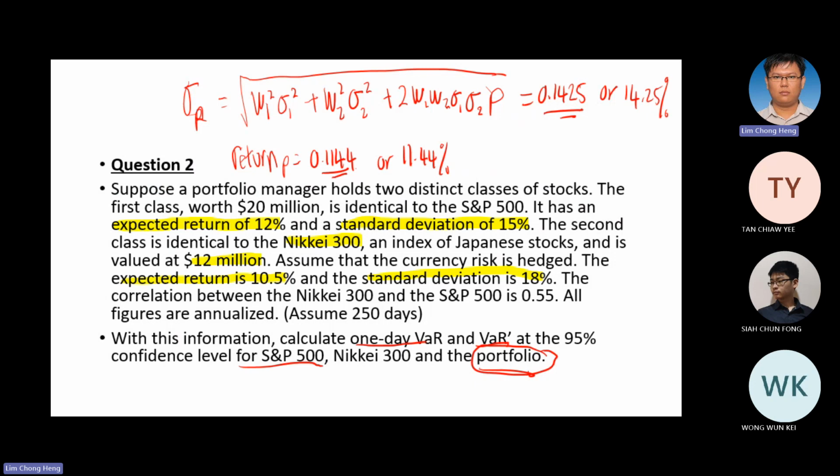This is the first hint they told you. The second hint is all figures are annualized. That means they told you this is per annum. And then assume 250 days. And the question is asking for 1 day VaR. So you got annual data. You want to convert to daily data. Then you can answer this question.